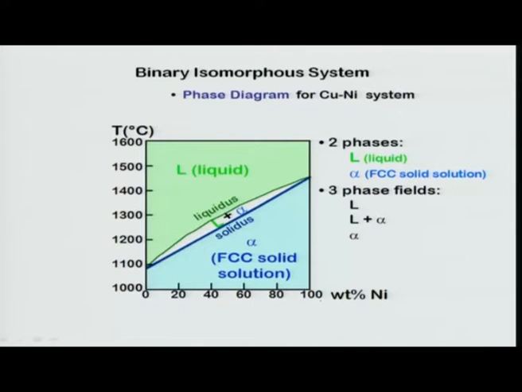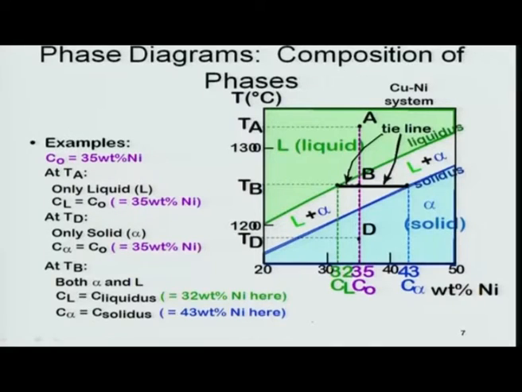As you can see here, L stands for liquid, alpha stands for solid, and in between you have a separate region known as alpha plus L, or L plus alpha, whatever it is. The top curve is known as the liquidus, the bottom one is known as the solidus. So there are two phases, liquid and solid, which are simple solid solutions, and there are three phase fields here. One is liquid, the other is alpha, and the third one is liquid plus alpha. Now in this class, what I am going to discuss with you is how to discuss the solidification of alloys in these systems.